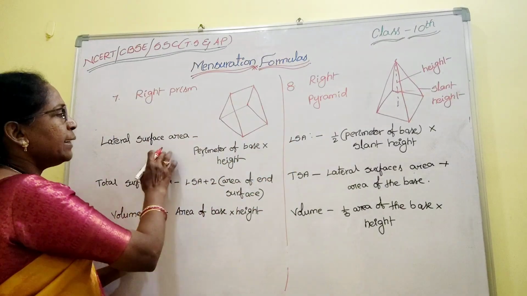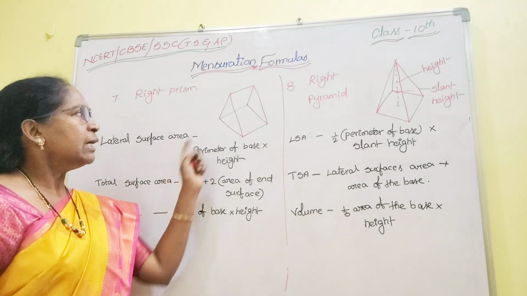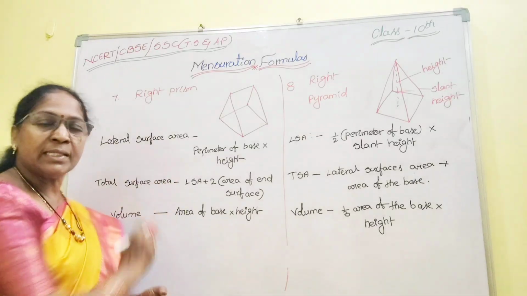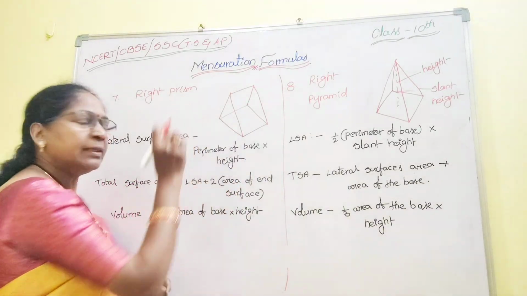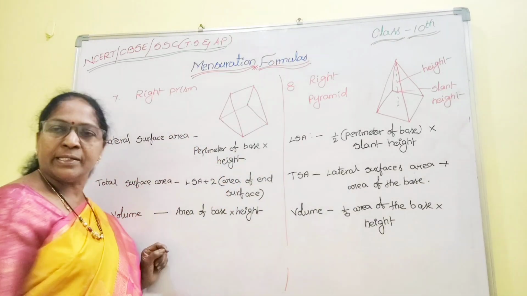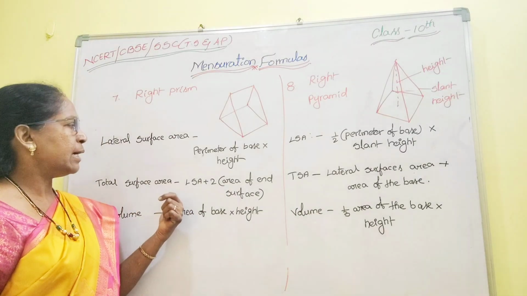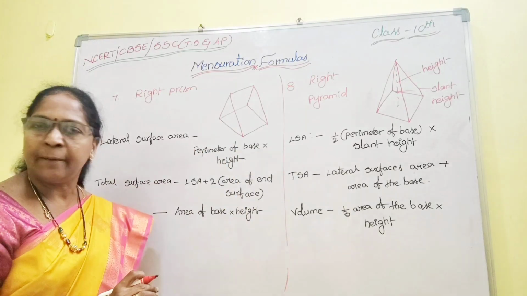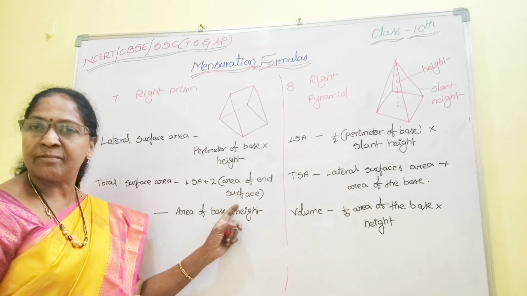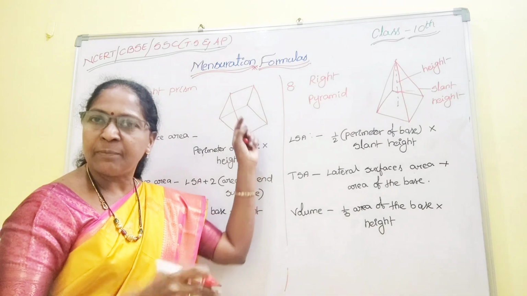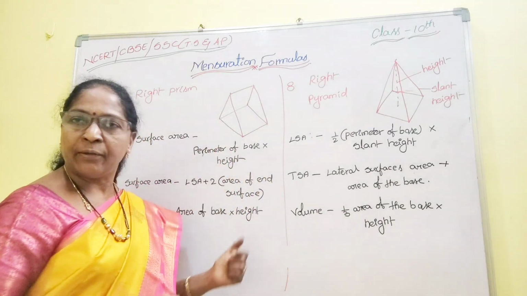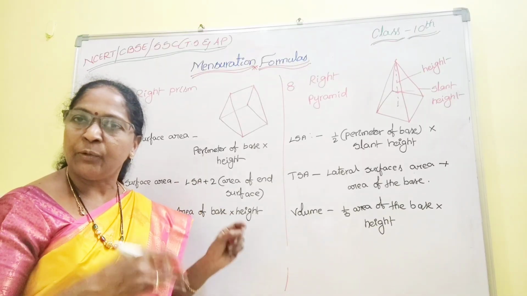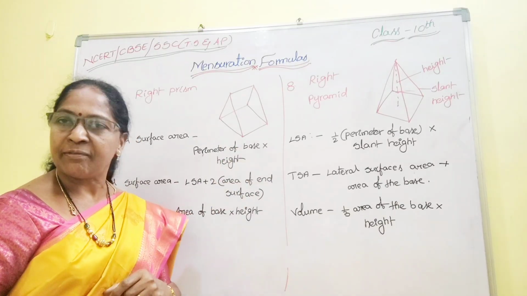Now here, how can you find the lateral surface area? It means the perimeter of the base into height, that is nothing but the lateral surface area. Base is in which shape? That perimeter multiplied by height. Next, total surface area is the lateral surface area plus 2 end faces area, that is 2 into the area of the end surface. In which shape? Rectangle shape or which shape? That area, you have 2 multiplied by these two areas. So LSA plus 2 into area of end surface.